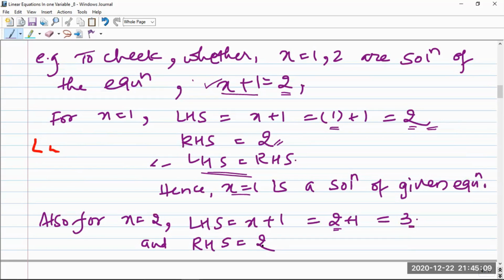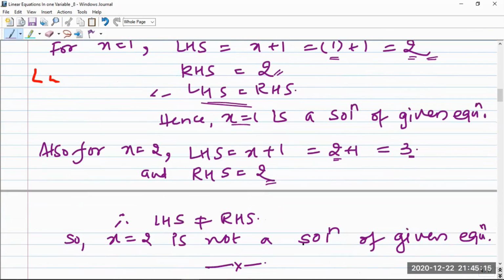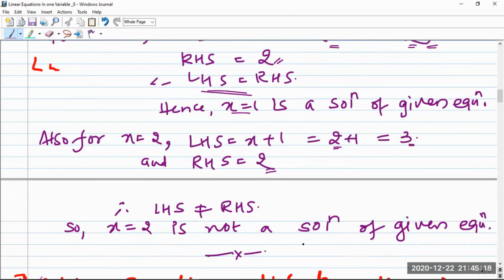But our RHS in the given equation is 2. It shows that the LHS and RHS are not equal, which means the given value of x is not satisfying the given equation. Hence we say that the value x equal to 2 is not a solution of the given equation. I hope everyone understood till this point.